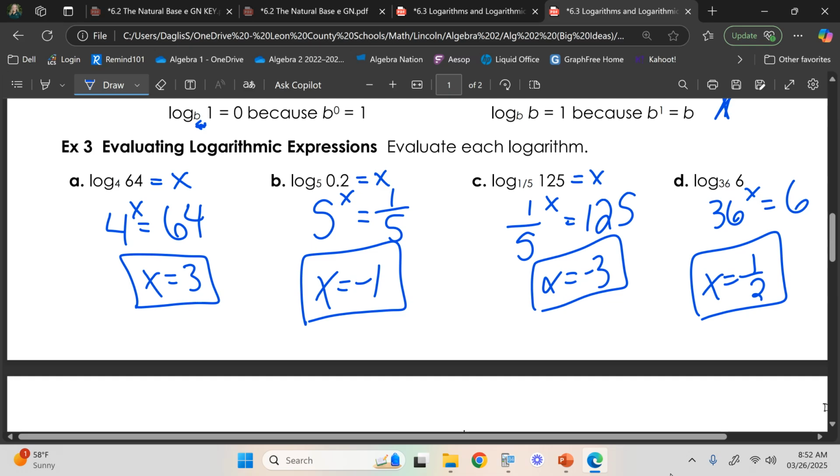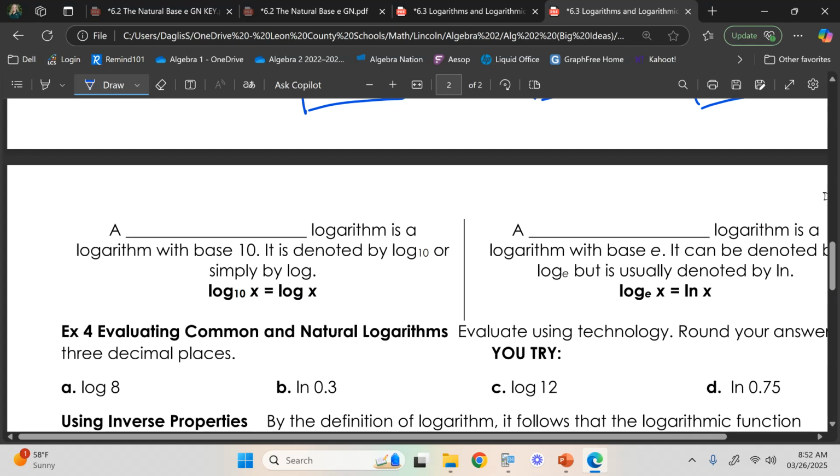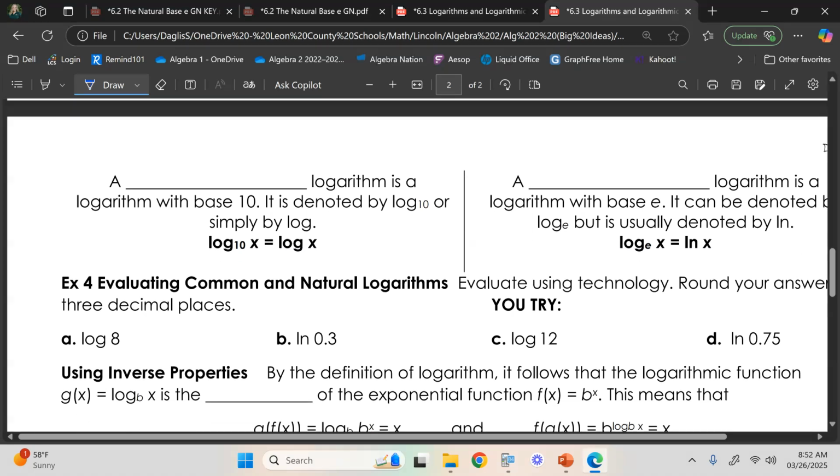Yeah? Cool? Because we're going to move on again. We have some special logarithms. You'll notice you have 2 buttons on your calculator. There is a log button. It is going to be associated with something called a common log. That button has a base of 10 and nothing else. So if you have like a log base 7 of 21, you're not going to push that button. The log button on your calculator is only for log base 10.